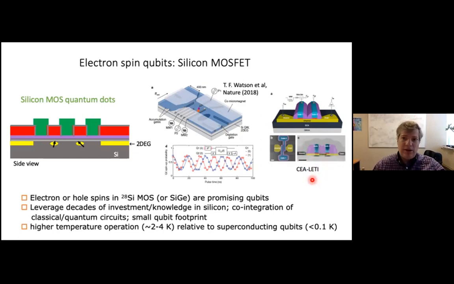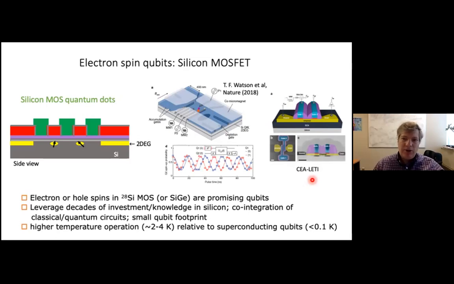Hole spin qubits have also been demonstrated, with the benefit that you can have efficient electrically driven single spin rotations because of the strong spin-orbit coupling felt by the holes. Now, an obvious advantage with silicon is that you can leverage the maturity of the existing CMOS industry. And it's natural to think about co-integration of classical and quantum circuits on the same chip.